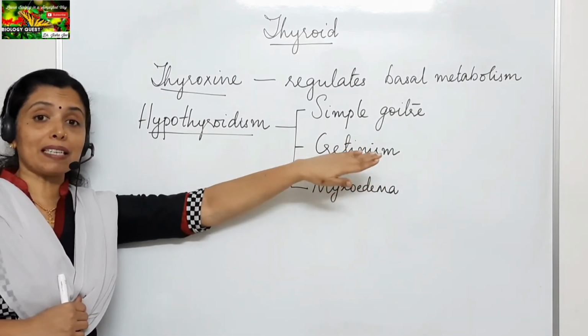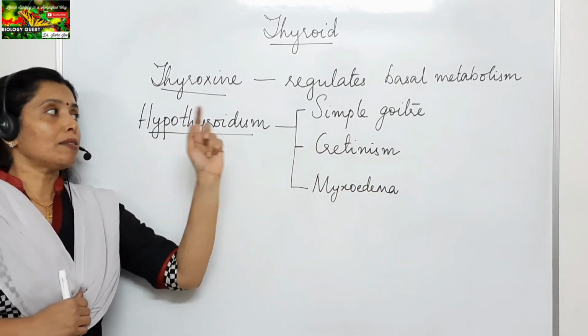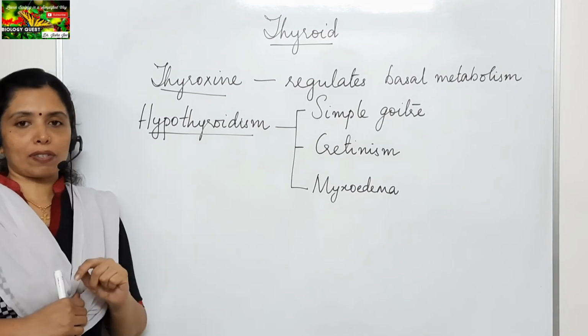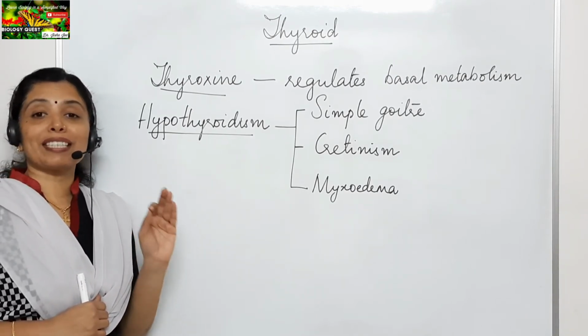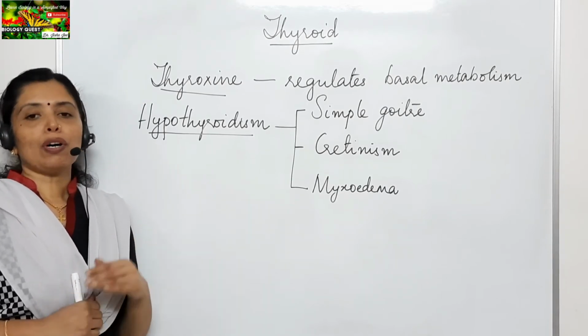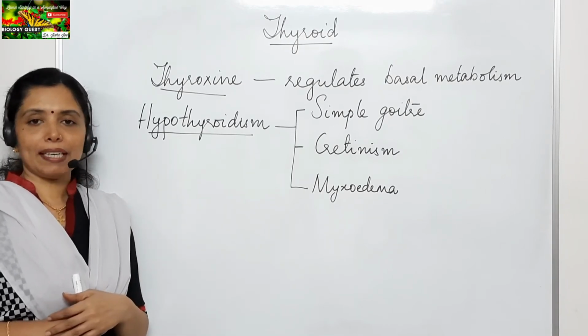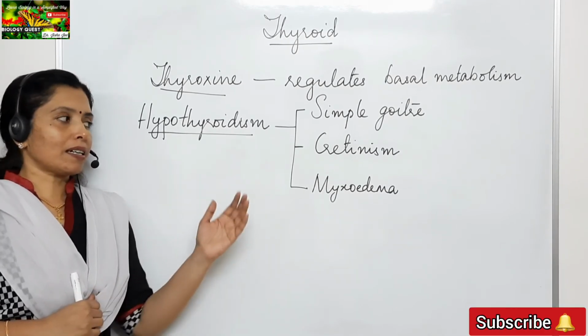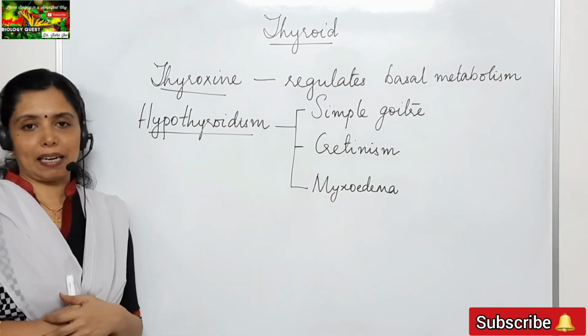So cretinism is a condition in small children, in young children, due to undersecretion of thyroxine, and the cause of this is due to the defective development of the thyroid gland, or it may be due to the early degeneration or atrophy of the thyroid gland. And this condition leads to dwarfism and mental retardation.